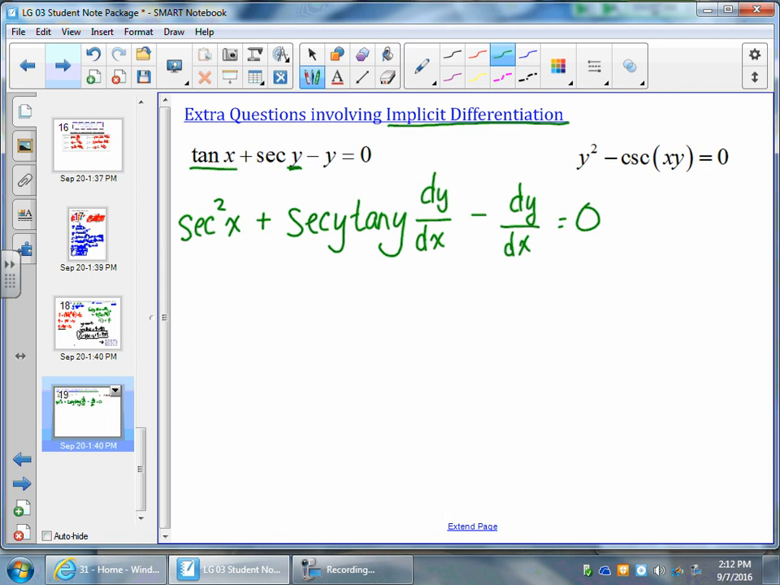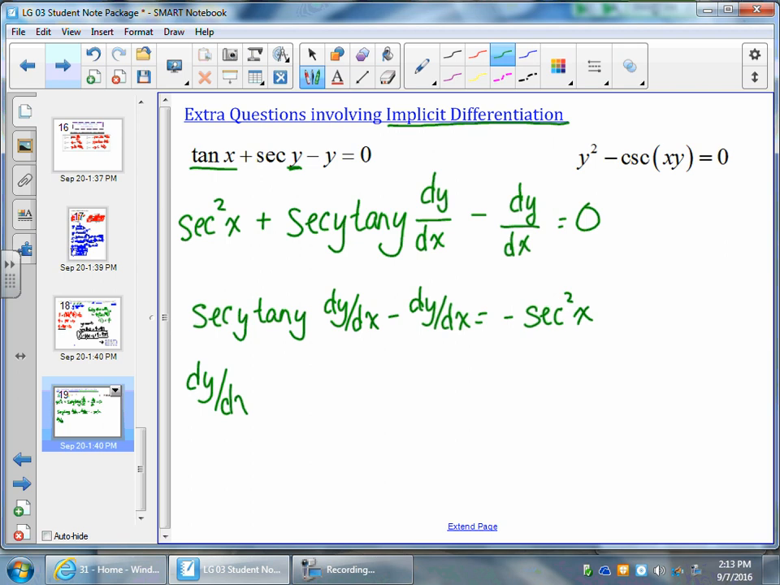So I'm going to move everything to the other side. So I've got my secant y tan y times dy/dx minus dy/dx. And we're going to move that secant over, so it's going to become a negative. And now we want to factor out our dy/dx. So I'm left with dy/dx times (secant y tan y minus 1) is equal to negative secant squared x.